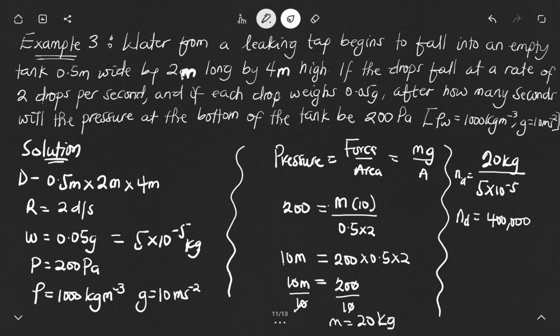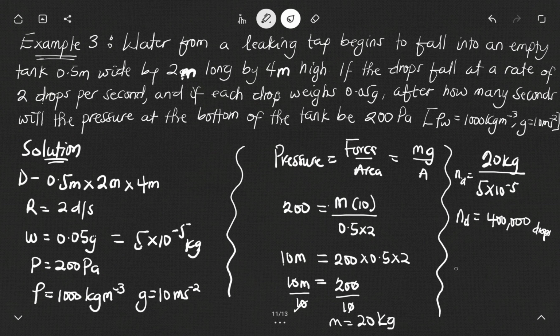Now remember that the question is saying that we should find how many seconds it will take for the pressure to reach this. Now we know that it will take 400,000 drops, and we know the question gave us 2 drops per second. And we know the total number of drops, 400,000 drops. Now if I divide 400,000 drops by 2, that will give me the amount in seconds, that will give us this total of 200 pascal.